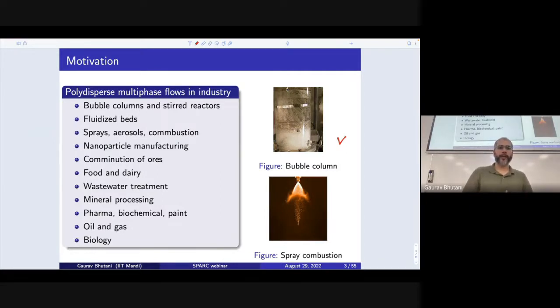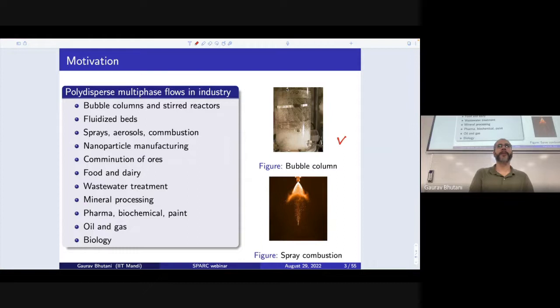Sprays, aerosols, combustion, all these are key applications where you find droplets of liquids and so on, of again different sizes. And nanoparticle manufacturing. Nanoparticles are extremely important, be it drug delivery, be it medicine or other applications in processing. So again, a lot of polydisperse flow applications there.